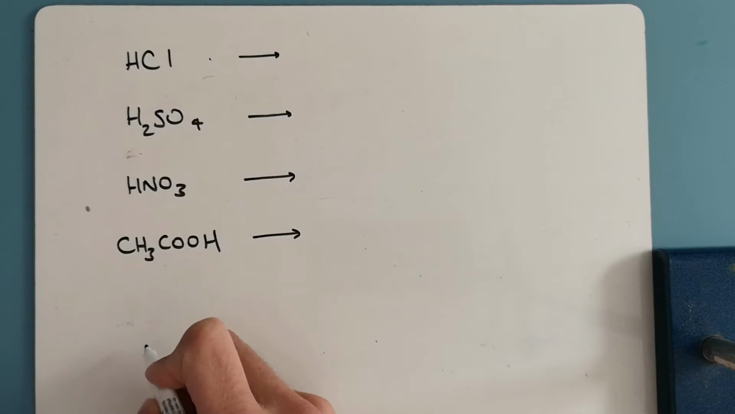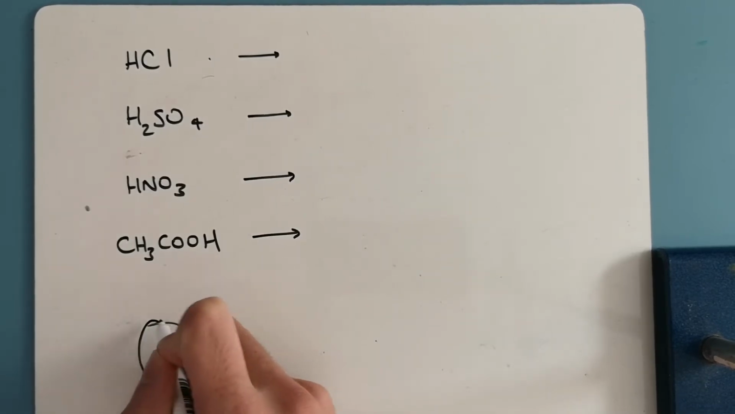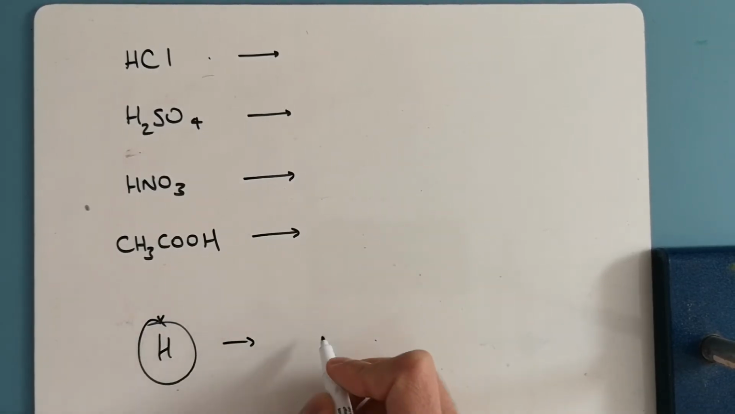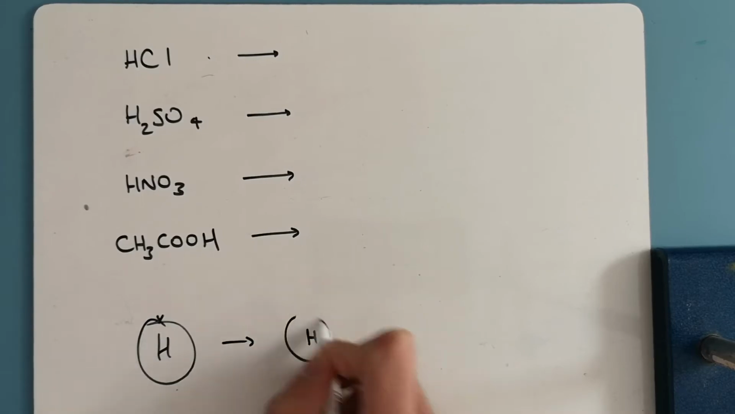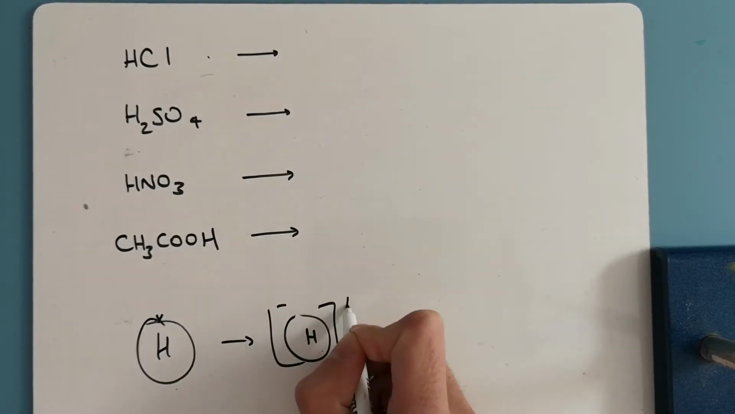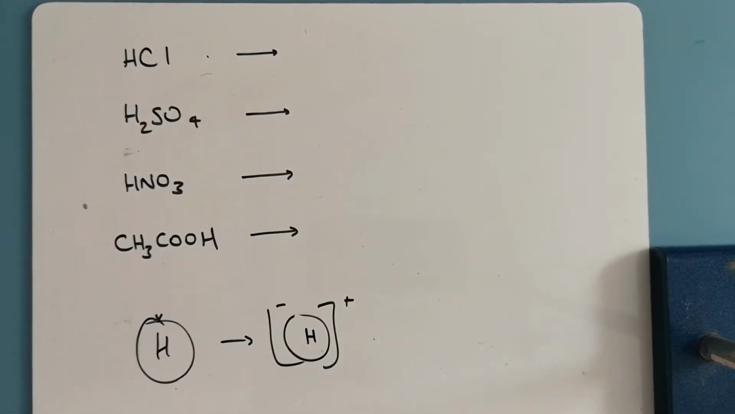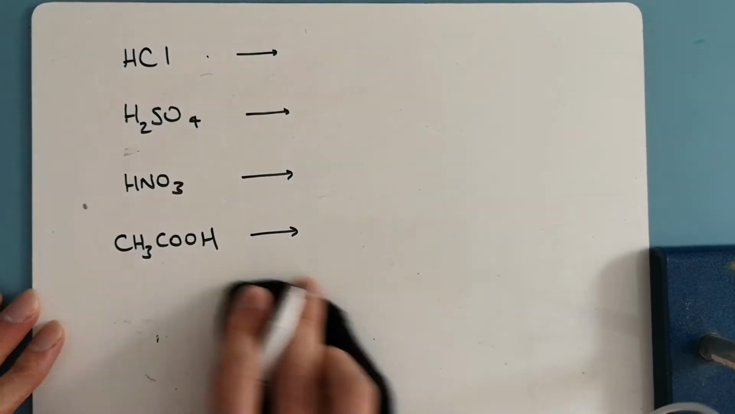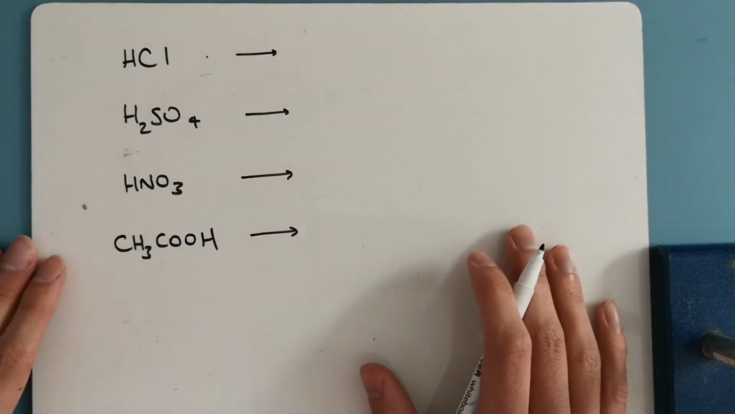A hydrogen ion, think of hydrogen as having one electron. A hydrogen ion, where it's lost that electron, has no electrons at all, so it's sometimes referred to as just a proton, because that's all there is in there. So all of these donate that proton.